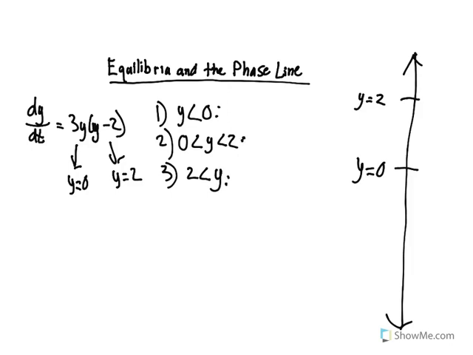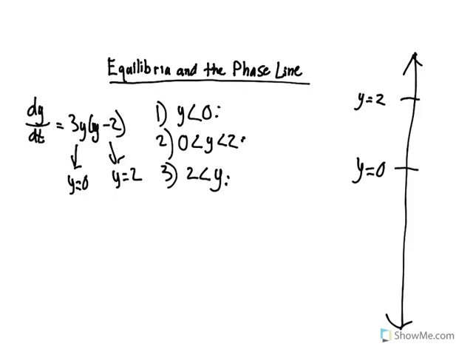In these regions, all I need to do is look at our function dy/dt, plug in the value, and see if the differential is positive or negative. That will allow us to understand whether our equilibria y = 0 and y = 2 are sinks, sources, or nodes.